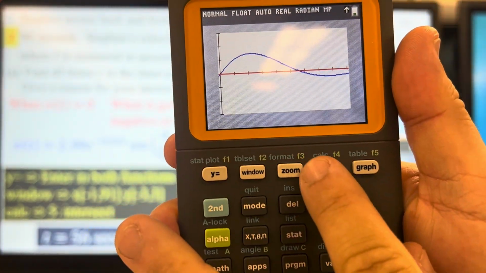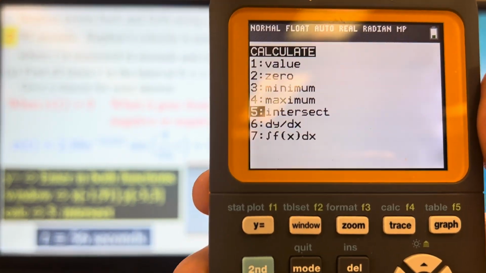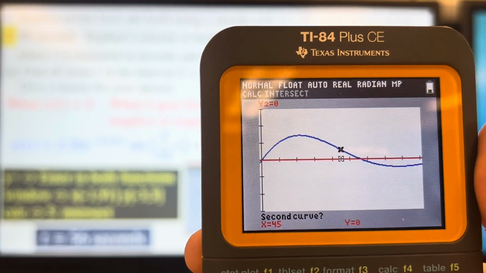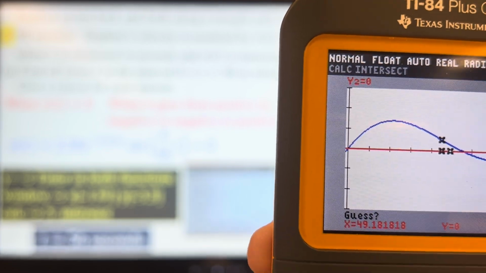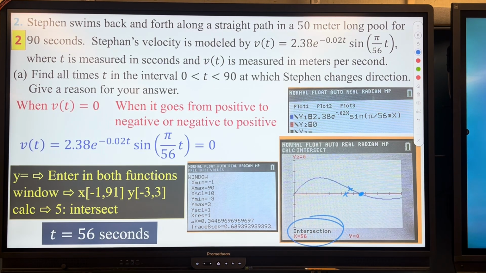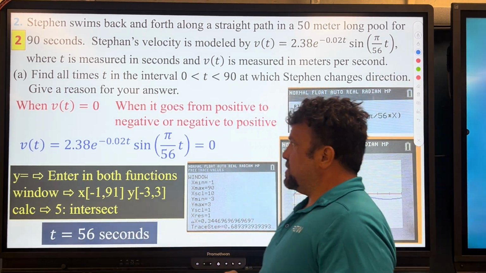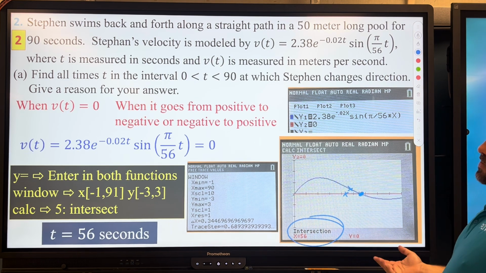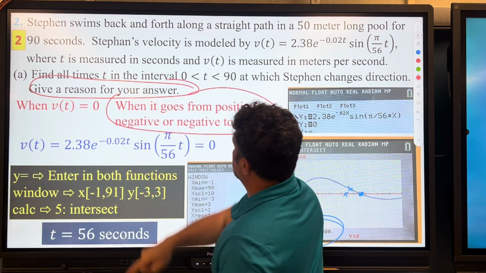Second, this button right here, boom. We go down to 5, enter, enter, enter. That hits both lines. We go over towards that intersection point, and we hit enter. And then what it does is in the bottom left, intersection is x equals 56. And that's our answer. 56 seconds. Okay? And that tells us the reason. The reason is here.